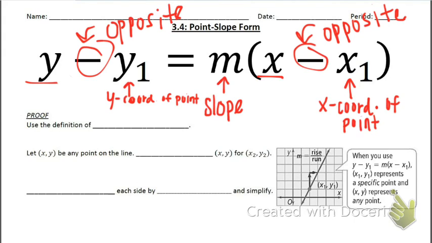Okay? So why does this work? We're going to actually prove why this form of the line works, and then we're going to get into some examples. So the proof. We're going to use the definition of slope to show you why this actually works. What's the definition of slope, or the slope formula? M equals y2 minus y1 over x2 minus x1. Good.